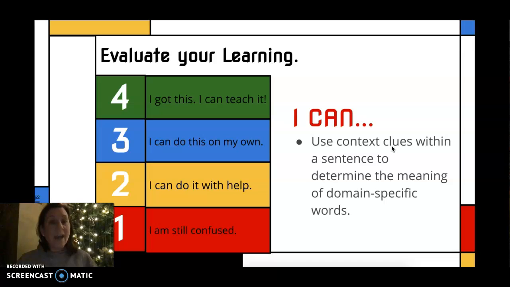Are you a 2? I can do it with help. Or are you a 1? I'm still confused. Make sure you make a little note of that in the upper corner of your mentor text.